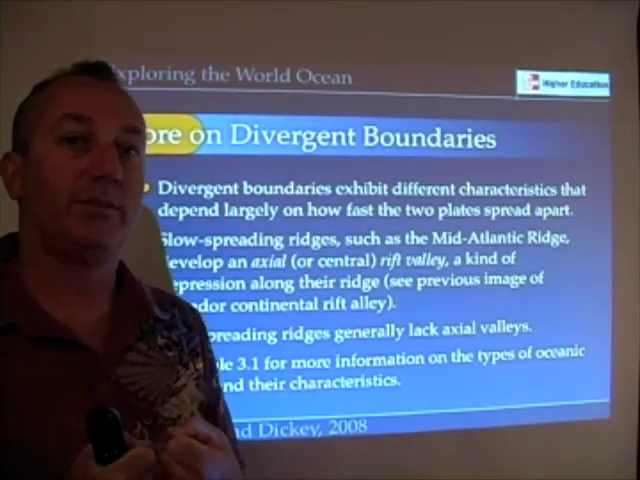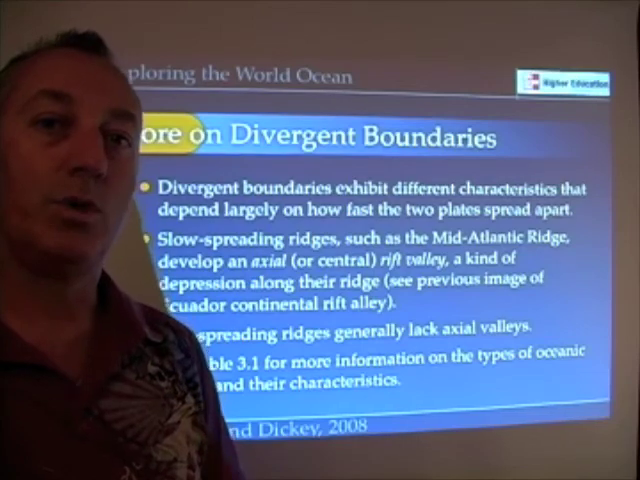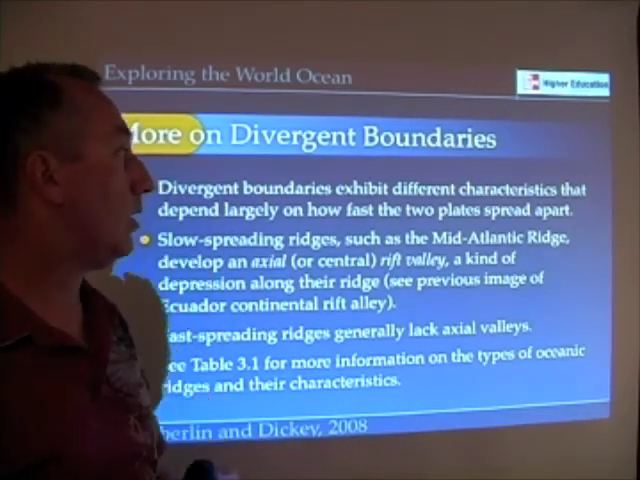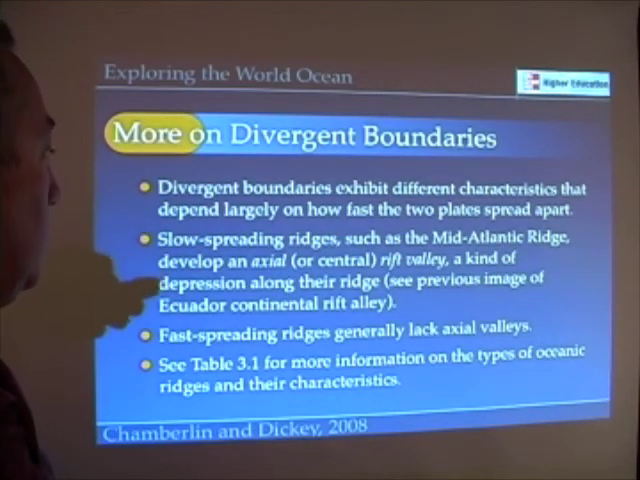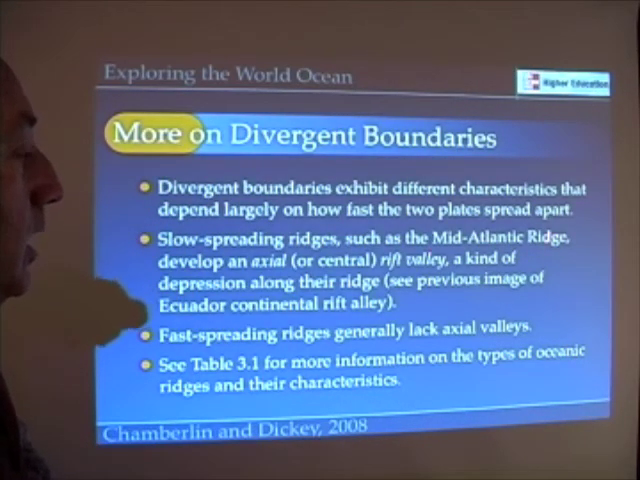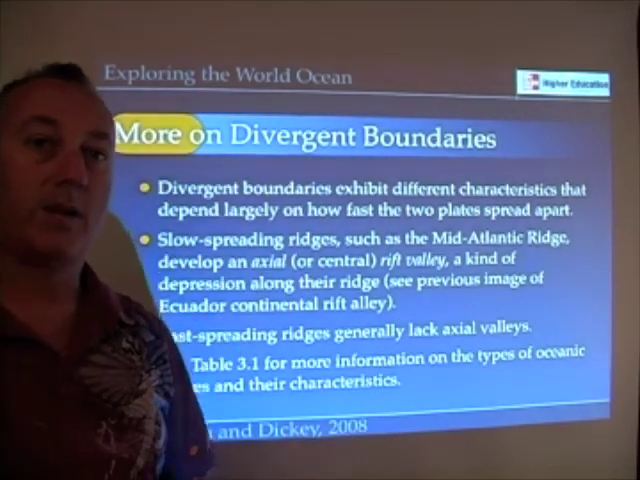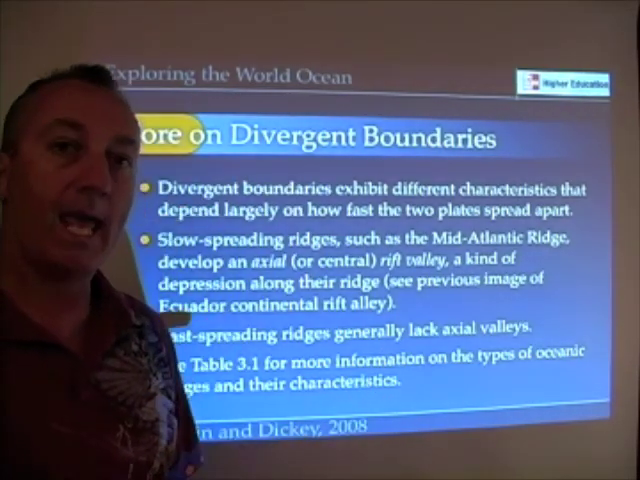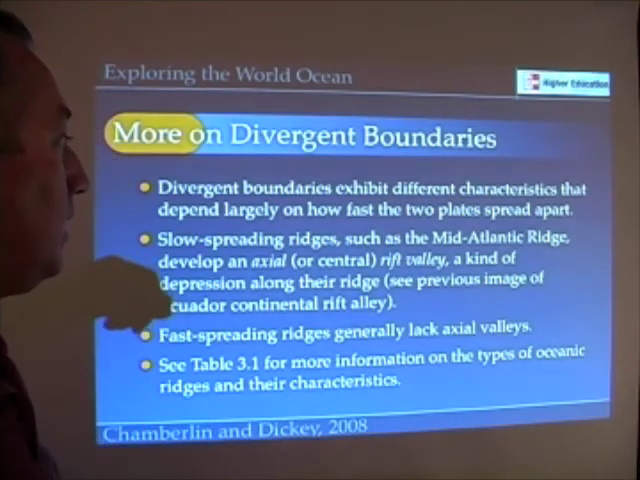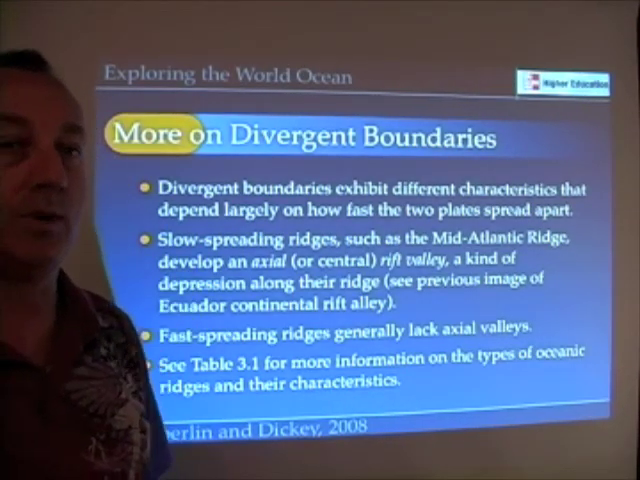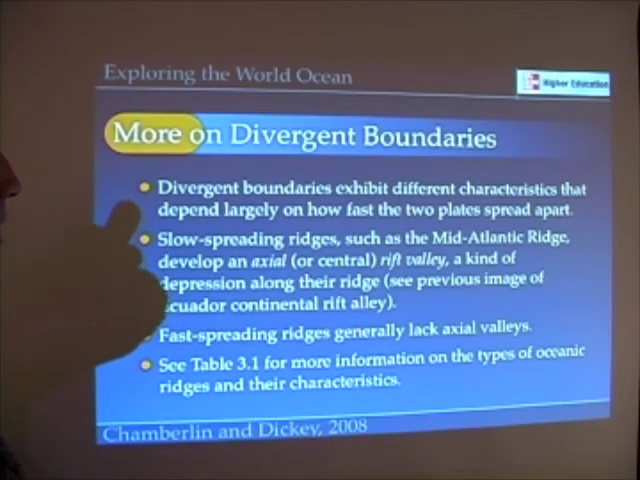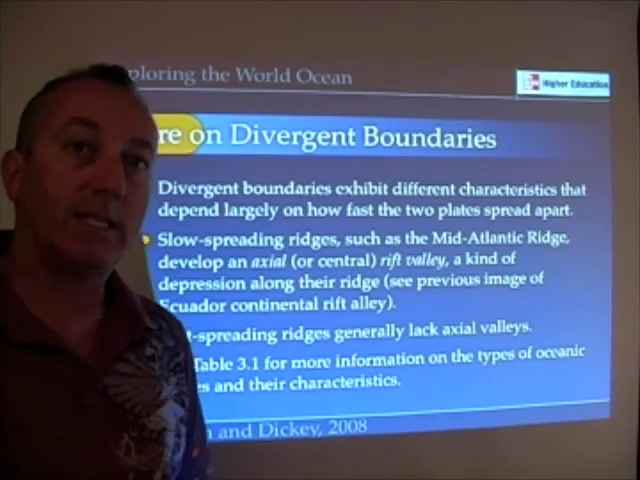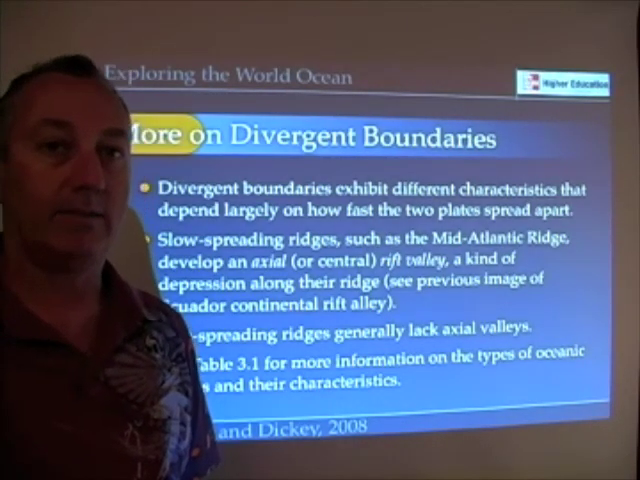Remember, I called that process of plates moving apart seafloor spreading, because it's happening on the seafloor and the plates are spreading apart. Slow spreading ridges, like the Mid-Atlantic Ridge, actually develop that rift valley. That kind of valley that I showed you there in Ecuador is an example of the kind of valley that you find on the top of the mountain range, which we call the Mid-Atlantic Ridge. And that's a result of slow spreading ridges. Fast spreading ridges, like the East Pacific Rise, lack that central valley.